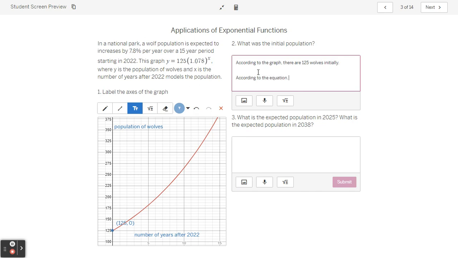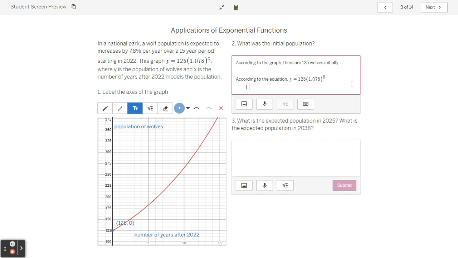According to the equation, we could do the same thing. Initial population is when year is at 0. So we're going to substitute 0 into the equation. y is equal to 125 times 1.078 to the power of 0. Now, we know that using our exponent rule, if I have anything raised to the power of 0, this is going to be a 1. So this entire power becomes a 1, and what remains, y, is equal to 125. So we know that there were initially 125 wolves.